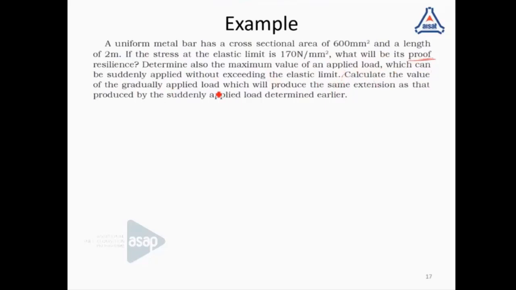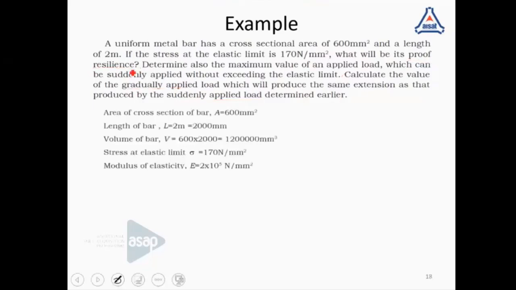Calculate the value of the gradually applied load which will produce the same extension as that produced by the suddenly applied load determined earlier. So we are considering two cases, gradually applied load and suddenly applied load. First of all we will be considering proof resilience. Proof resilience is nothing but strain energy density. So here what is given is the area of cross section and length of the bar, from which the volume of the bar can be calculated. The stress at the elastic limit is given, and the modulus of elasticity is assumed.